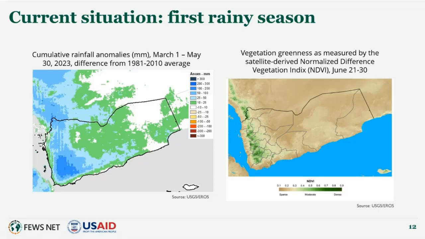And the map on the right shows a satellite-derived measure of vegetation health. And you can see that currently highland areas of Yemen are benefiting from abundant vegetation shown with green colors. And this has been supported by the recent favorable rainy season. And this is also expected to be supporting livestock health due to abundant pasture in the highland areas where you can see the green.